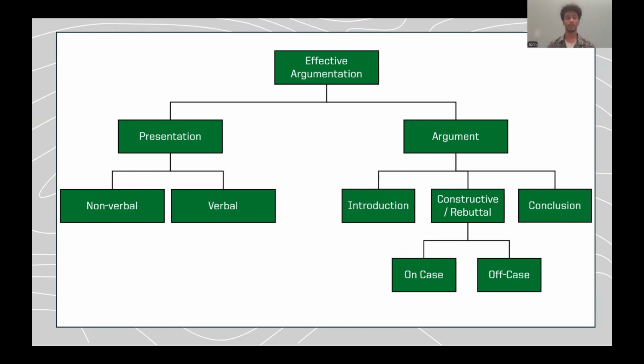Effective argumentation can be essentially broken down into two main groups. You have your presentation, or the manner in which you convey your information to your audience as well as the judges. And then you have your argument, or the actual information that you're trying to get across. With presentation, we'll be covering both the verbal and nonverbal aspects of communication. And then with your argument, we'll be talking about the introduction, moving on to the constructive/rebuttal speeches, or you can think of these as body paragraphs if this were an essay, and then wrapping up with the conclusion. To start, we'll discuss the presentation.